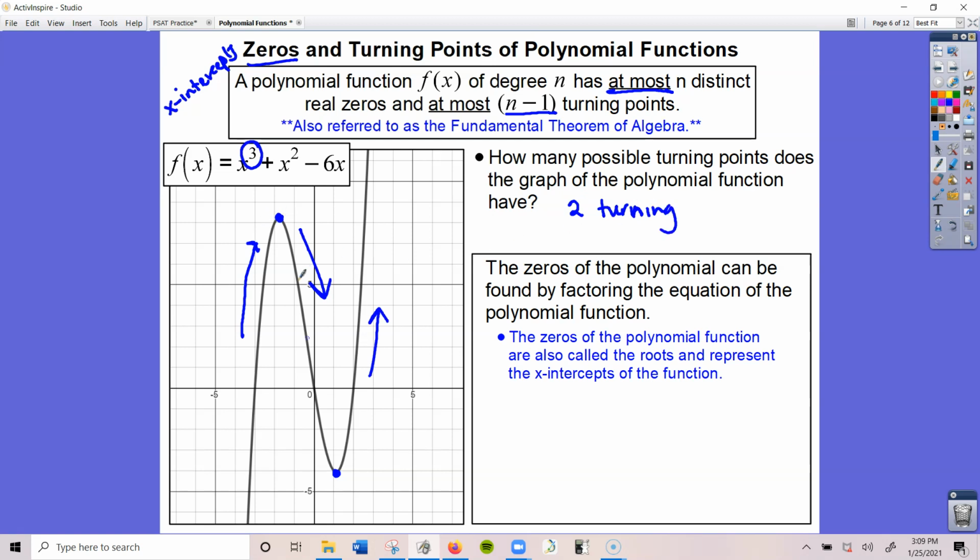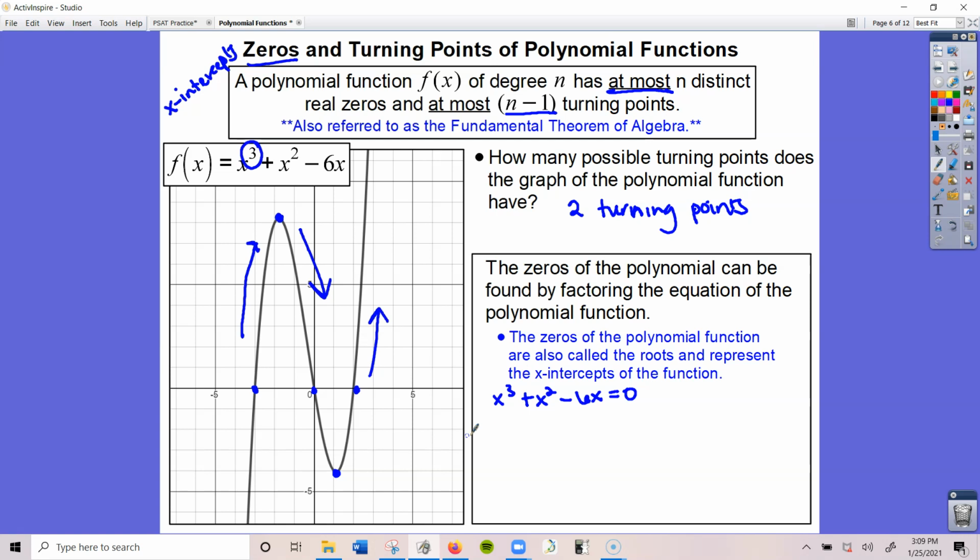And we can see them here, 1 and 2. Now it says at most, we could have 2 turning points or less, but no more than 2. Now we also said we would have 3 x-intercepts. Now how to find those x-intercepts, we would have to factor. So in this equation, we have x to the third plus x squared minus 6x. We're going to make this equal to 0 and factor.